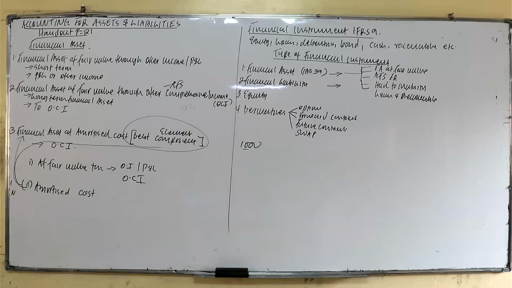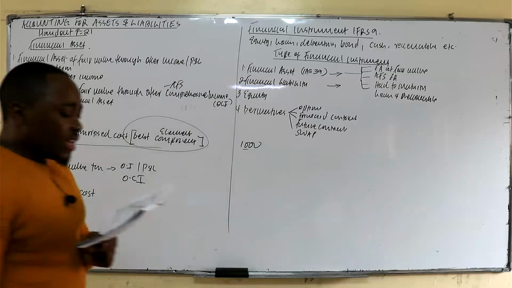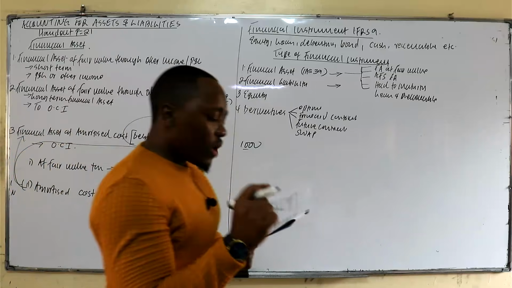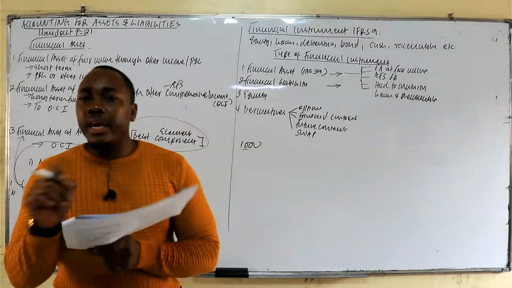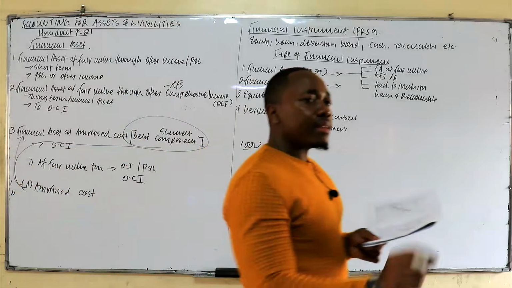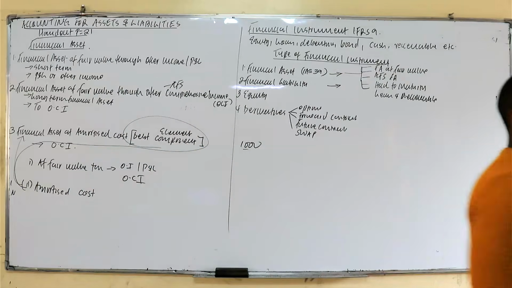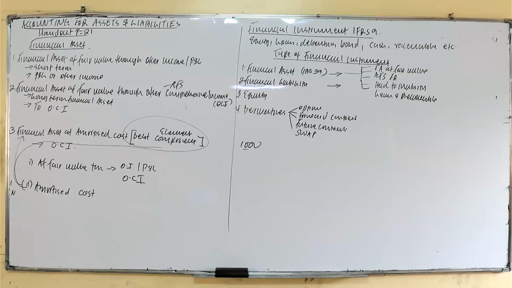Now let's start with the first one. Financial asset at fair value through profit or loss. This classification includes any financial asset held for trading purposes. Can you underline that? Held for trading purposes. That means they are short term. Yeah, write in bracket, short term.